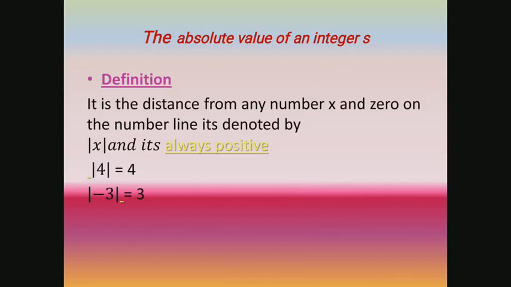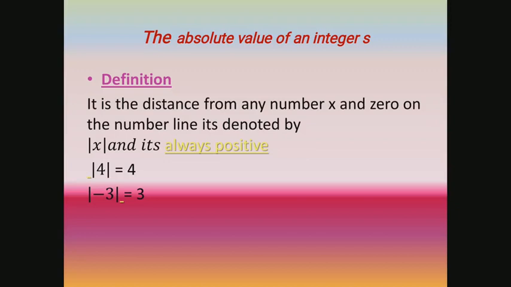The absolute value of an integer. The definition of absolute value: it is the distance between any number x and 0 on the number line, and it is denoted by absolute x, and it is always positive. The value of the absolute is always positive. Say the absolute value of 4 is equal to 4. Why? Because the distance from 0 to x is 4.